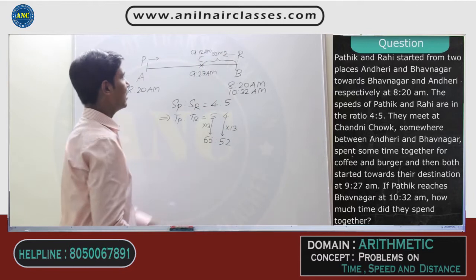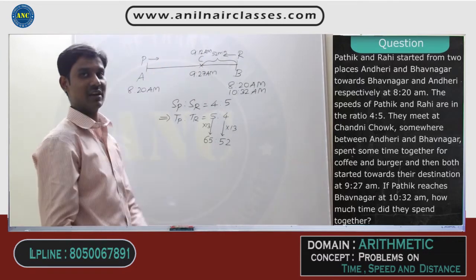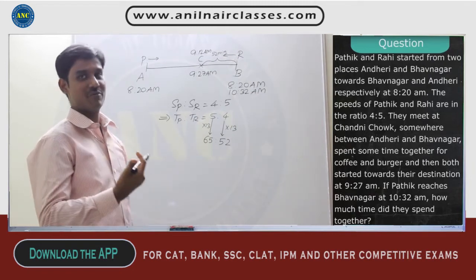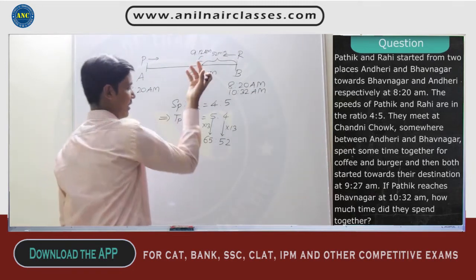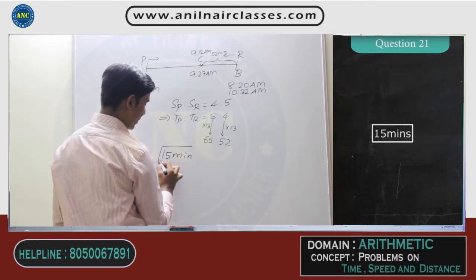If he is meeting C at 9:12 am and if he is again leaving C at 9:27 am, how much time is he there at point C spending time with Patik? 9:12, 9:27, what is the difference? 15 minutes. Answer for this question is 15 minutes.